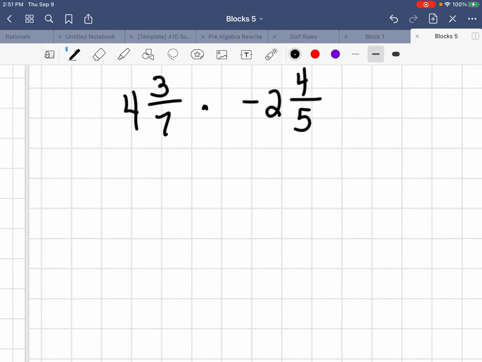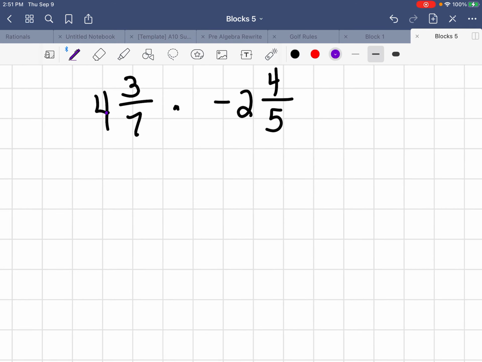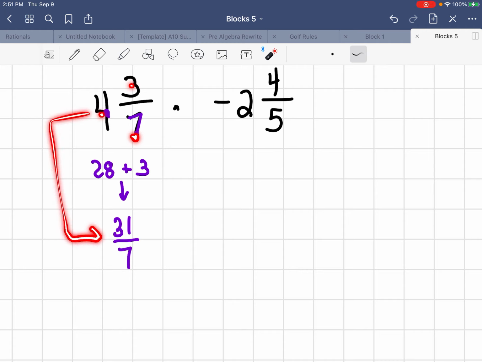In order to do that, we're going to multiply the 4 here, the whole part, times the denominator. So 4 times 7 is 28. And we're going to add the numerator to that, and that's my new numerator. So that'll be 31. And we're going to keep the original denominator. So 4 and 3/7 is the same as 31/7.